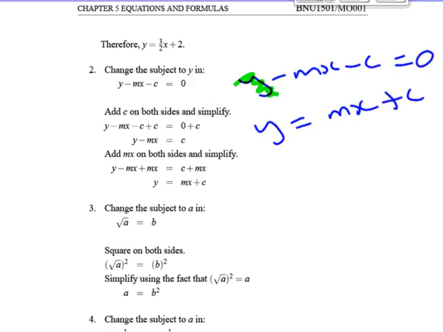Do you recognize that equation? What is that? Straight line. Remember the straight line graph? It's a straight line graph. Y equals mx plus c. Okay.